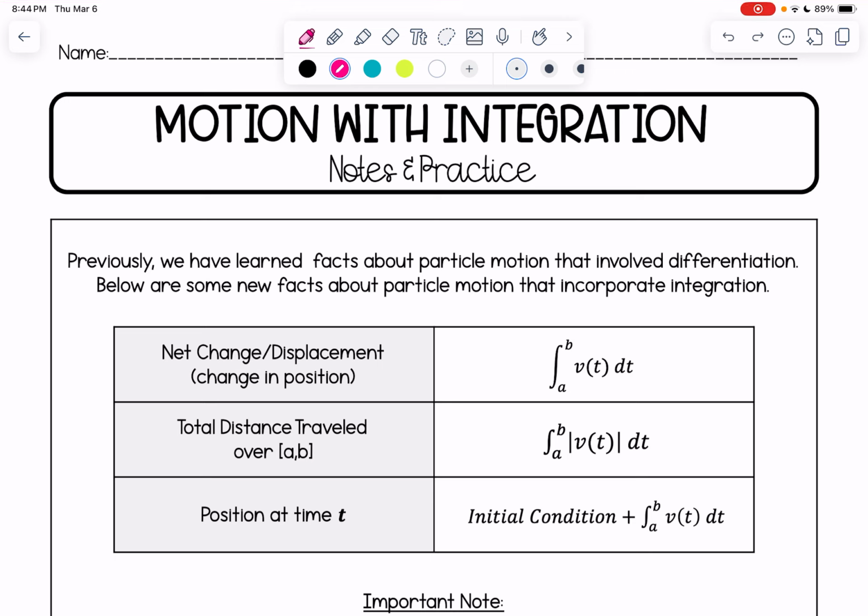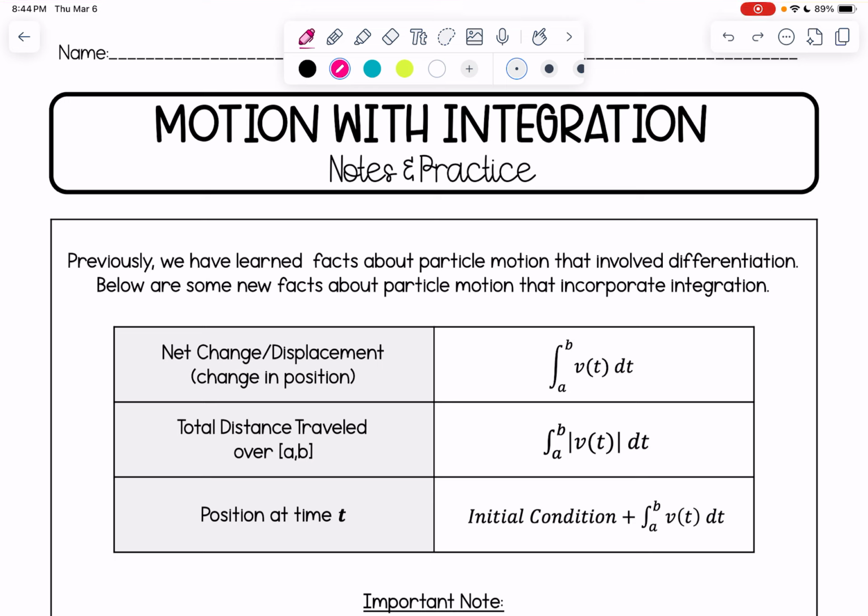So first we have net change or displacement. That's basically change in position. That can be found by the integral from a to b of the velocity function. Total distance traveled over the closed interval a to b can be found by a very similar integral, except this time we're looking for the absolute value of velocity.